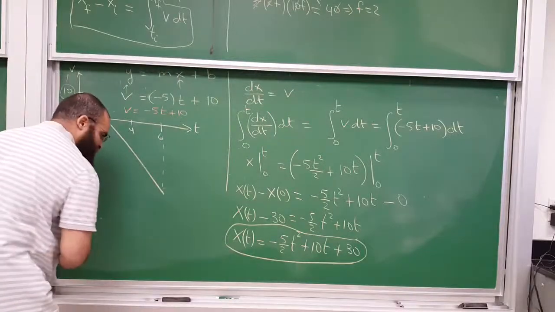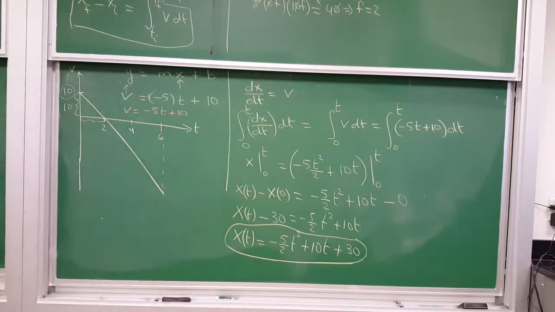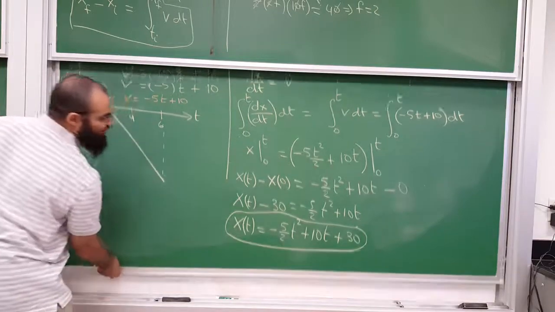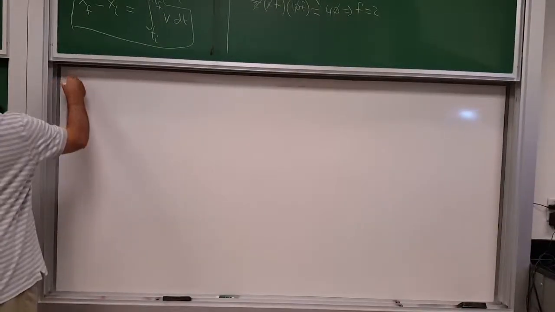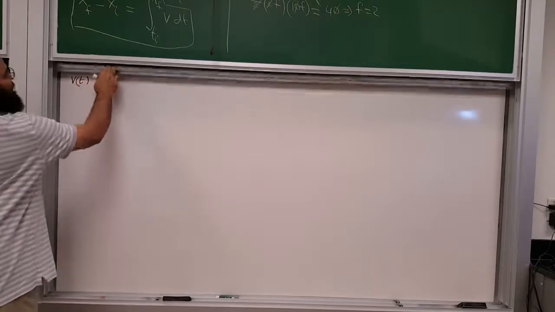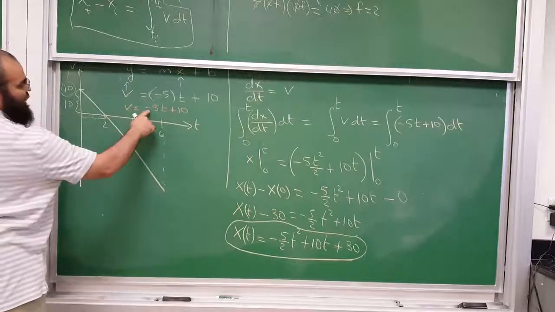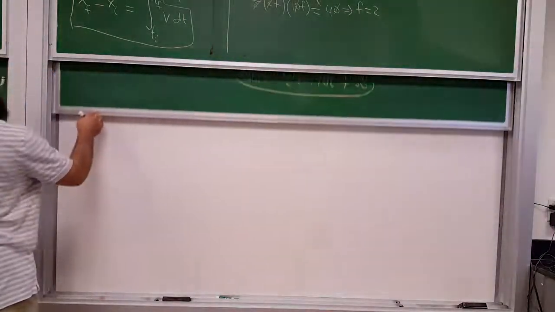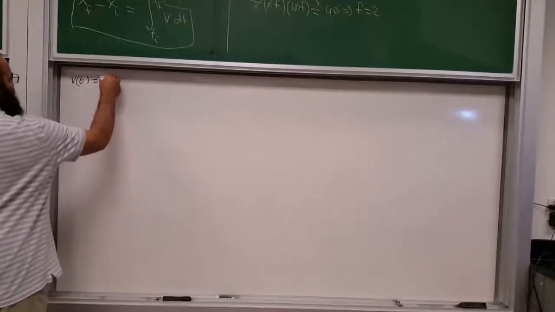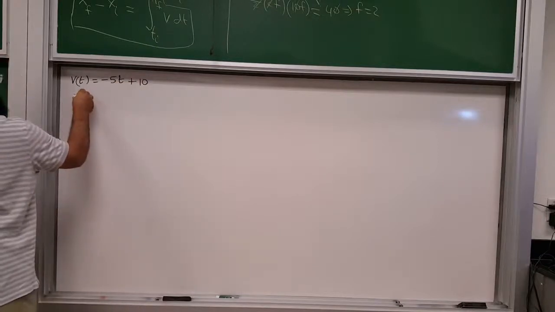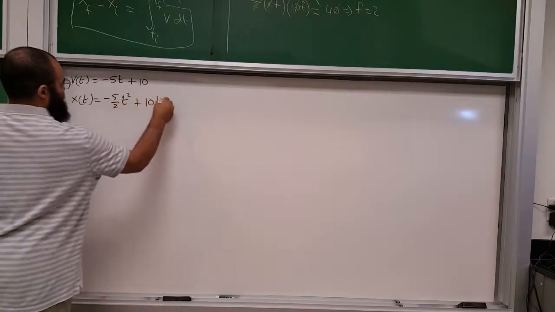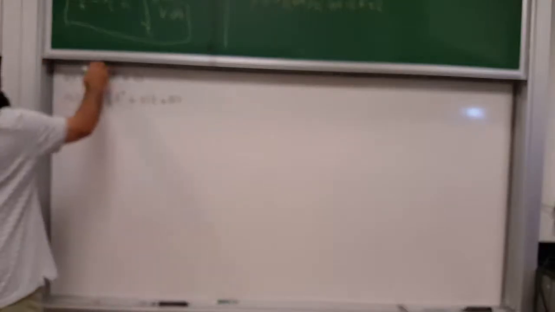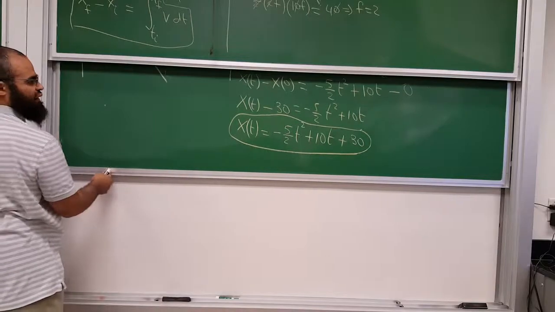So let me draw it on the whiteboard here. I'll just rewrite it on the whiteboard. You get v of t, which we said is minus 5t plus 10, and x as a function of time is minus 5 halves t squared plus 10t plus 30. Yeah, that's correct.